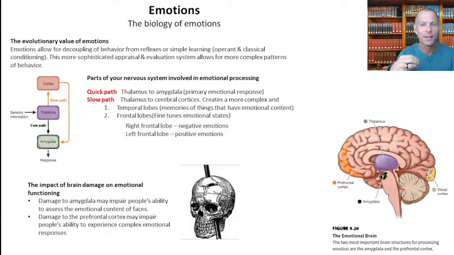And that's why the things that made you cry as a 2-year-old don't make you cry as a 12-year-old or a 14-year-old. It's because we have these two parts of our brain that are important for the emotion.